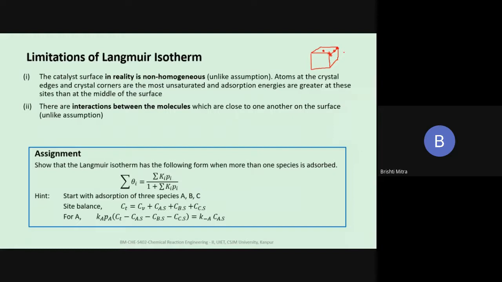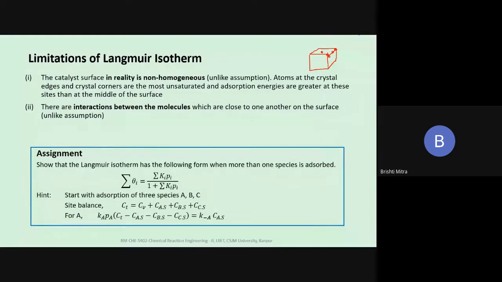And there are interactions between molecules which are close to one another on the surface. Suppose there's an adsorbed species out here, and there's an A adsorbed out here. We are saying that these two do not interact with each other. But in reality, we see that if these two species are close enough, their molecular forces do have an effect on each other. That means there is an interaction between the two of them.